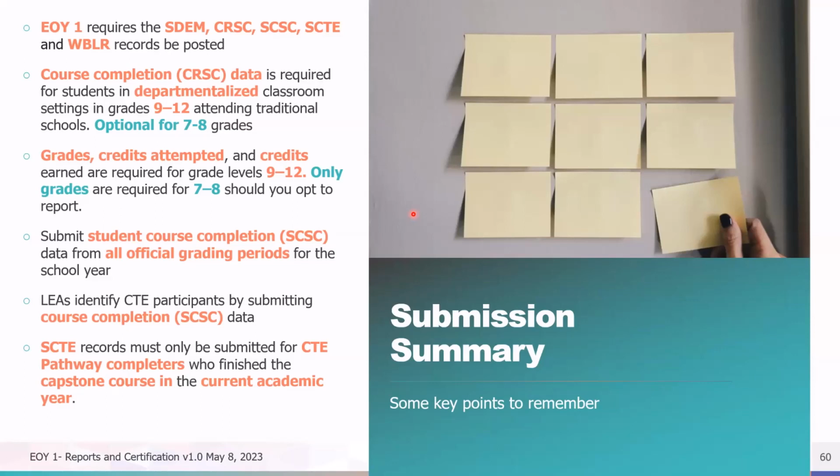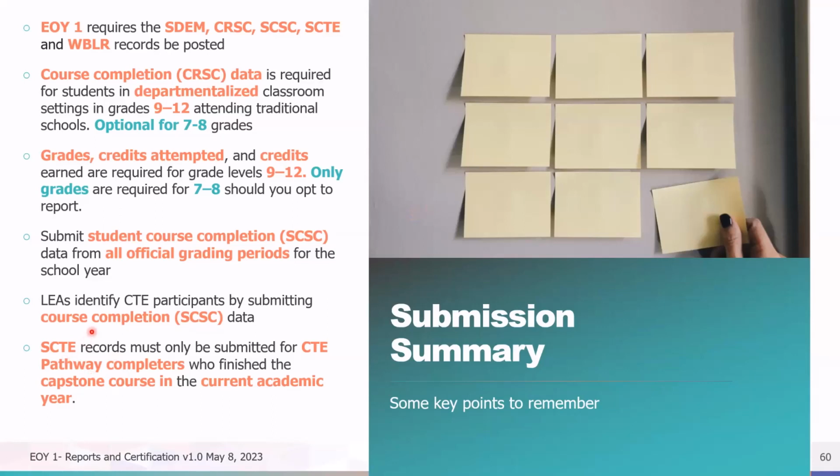These are expected for grades 9 to 12. If you have students in grade 7 to 8, it is optional to submit data for end of year one. However, if you do need to report them, only the grades are required. You don't have to report the credits, but if you have that information, you are welcome to submit it as well. If you opt not to submit CSC records or end of year one data for grades 7 to 8, then expect that you'll get Cert 99s, but you could ignore those.